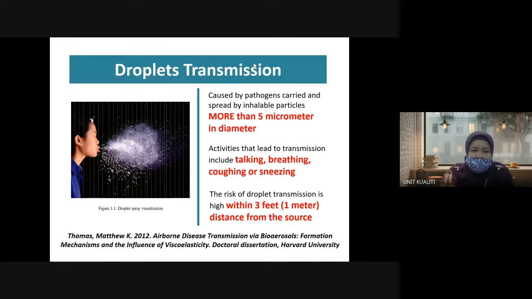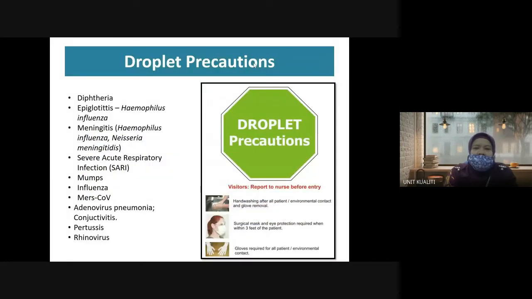Okay, droplet transmission is caused by pathogens carried and spread by inhalable particles more than 5 micrometer in diameter. Activities that lead to transmission include talking, breathing, coughing, or sneezing. The risk of droplet transmission is high within 3 feet, 1 meter distance from the source. Examples of organisms or diseases transmitted through droplets, where we must apply droplet precaution, are diphtheria, epiglottitis, meningitis, SARS, mumps, influenza, MERS-CoV, adenovirus pneumonia, conjunctivitis, pertussis, and rhinovirus.